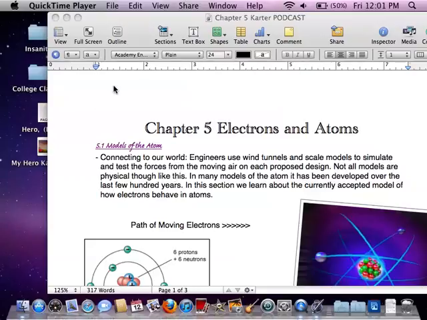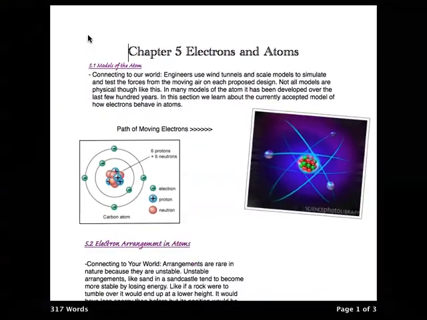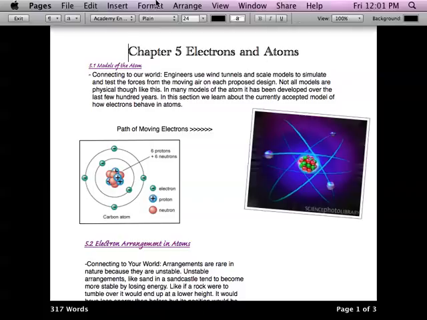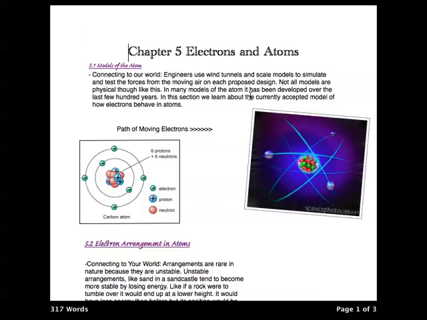Okay, so this chapter was chapter 5 over electrons and atoms. And in section 5-1, it was over the models of the atom. And I didn't know much about the atoms or how everything worked or how the path of moving electrons was.